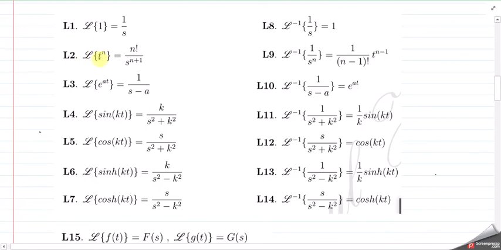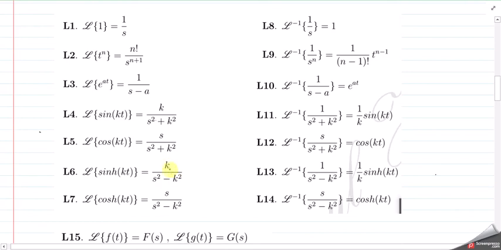Laplace of t power n is n factorial over s power n plus 1. n is going to change, of course. For n equals 3, we will get 3 factorial over s power 3 plus 1 and so on. e power at, a is the one going to change here. s will be fixed. Same is for sine kt, so k, we will replace k here. Cos kt, k. But this s will not change. It is exactly the same. Whatever k is, we always put this s here.